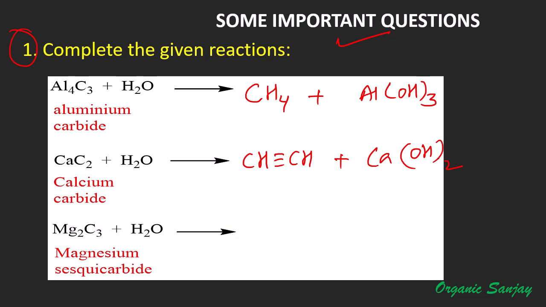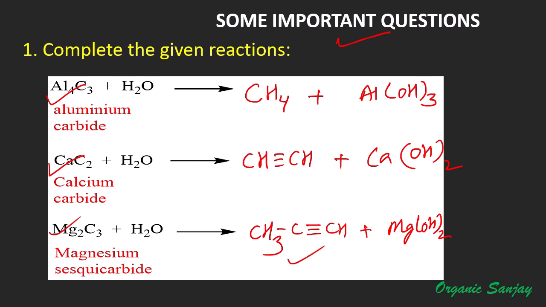Magnesium sesquicarbide reacts with water to give propyne. Be very careful here. There are 3 carbons here, so it gives propyne, CH3C triple bond CH, plus magnesium hydroxide here also. So don't be confused here. When there is calcium carbide, ethyne is produced. When there is aluminium carbide, methane gas is produced. And when there is magnesium sesquicarbide, propyne is produced. Sometimes such a question may come in the exam.